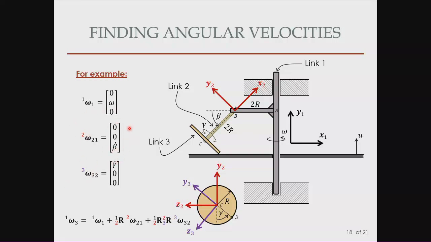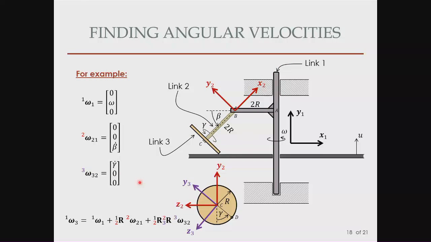this relative angular velocity. Okay, can you see that, guys? Beta dot in the z2 direction is the angular velocity of link 2 relative to link 1. And then the wheel has angular velocity gamma dot in the x3 direction relative to this bar, link 2, this rod. So now in order to sum all of them, I need to unite the frame.